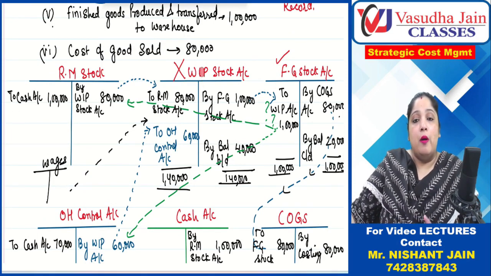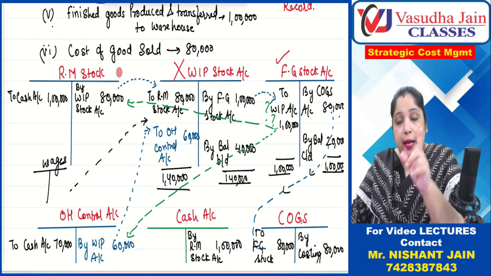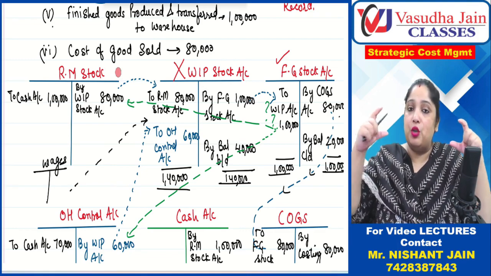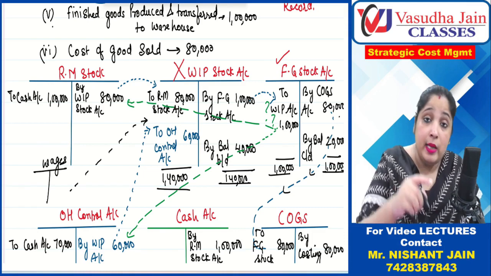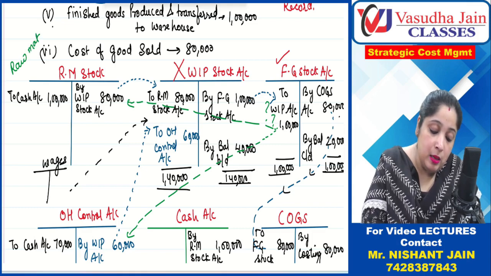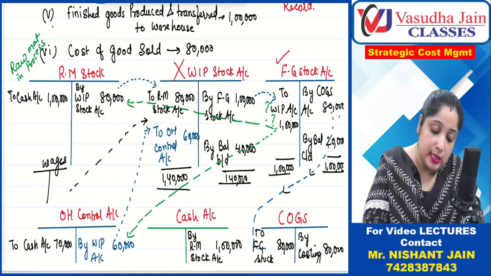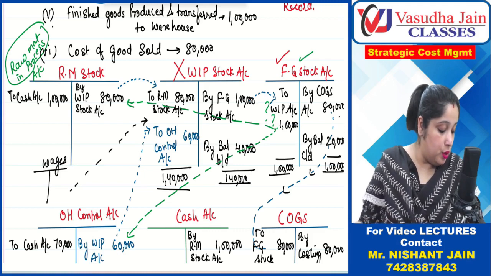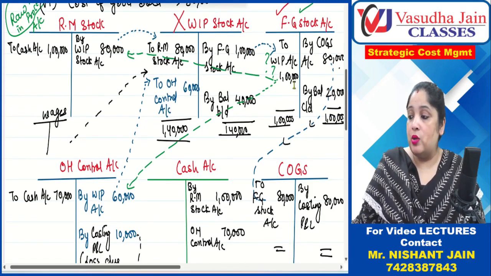Okay, so first question, in backflush accounting, which two stock accounts are made? Raw material stock account and finished goods stock account. In backflush accounting the raw material stock account is termed as raw material in process account, and this is called the finished goods stock account. The names remain the same and other accounts will remain the same.